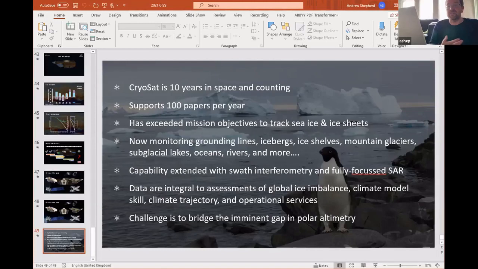So the perfect scenario is the one that we have right now. We have both satellites in space at the same time, dual frequency. CryoSat sees through the snow to the ice freeboard, and IceSat sees the top of the snow, and we have two unknowns and two measurements. And so with those two satellites, we should be able to solve this problem.